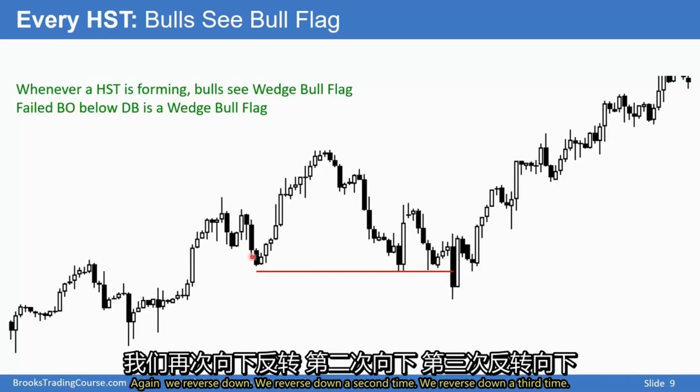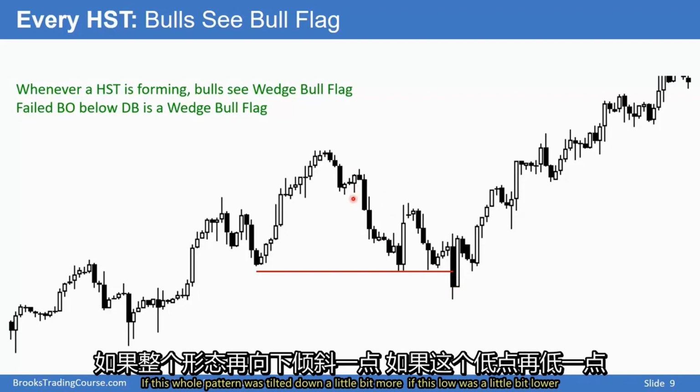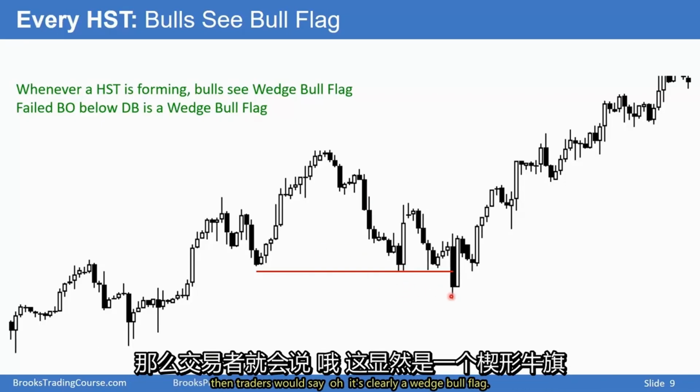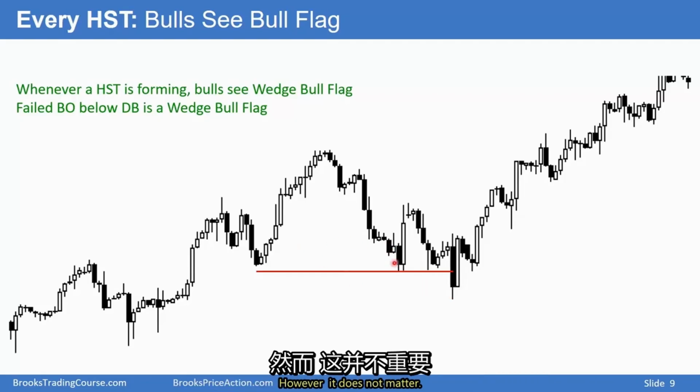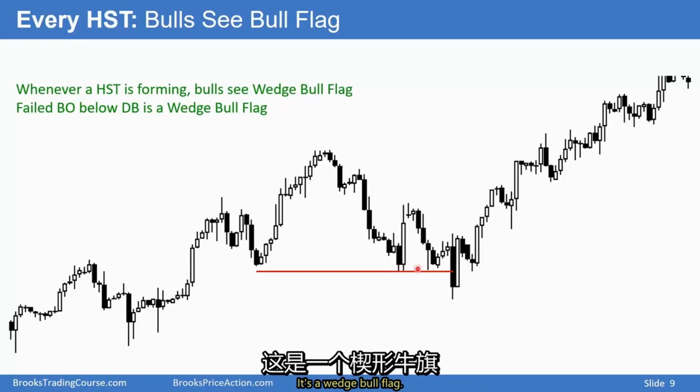Again, we reverse down a second time, we reverse down a third time. That's three pushes down, and that's a wedge, even though it does not have a wedge shape. If this whole pattern was tilted down a little bit more, if this low was a little bit lower, then traders would say, oh, it's clearly a wedge bull flag. However, it does not matter. The forces are the same. The shape may not be perfect, but the forces are the same. It's a wedge bull flag.